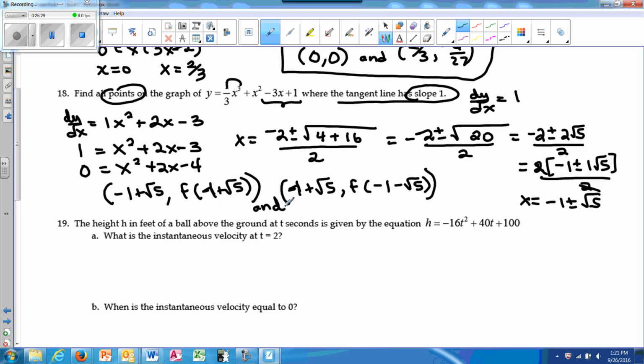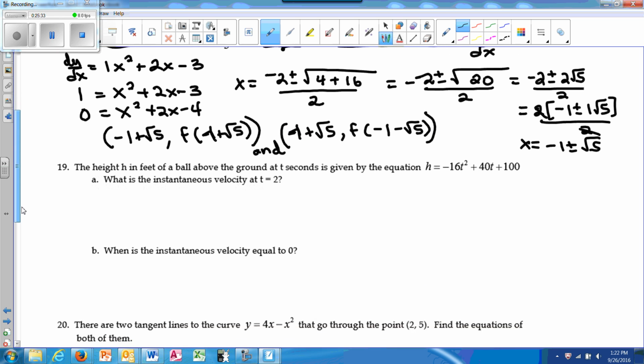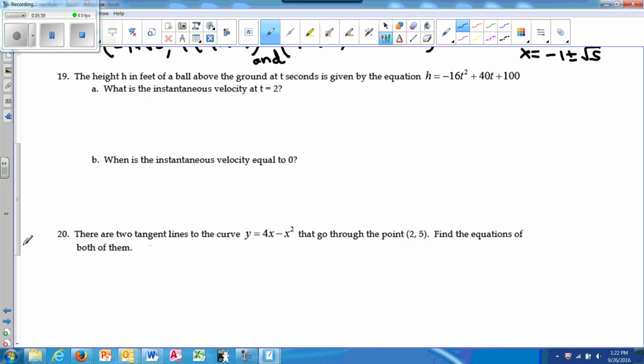If we want points, then we would have to actually write them out as negative 1 plus root 5 and find the value of the function. So for expediency here, I'm not going to list it out. You would typically get to be able to do that part on the calculator, or it would only ask you for the x value. But you do need to understand when it's asking for points versus x values.